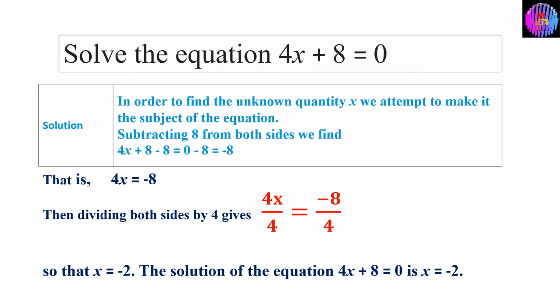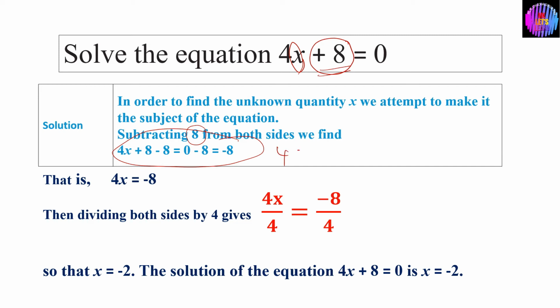Now the second example is: solve the equation 4x plus 8 equal to 0. Look at the solution. In order to find the unknown quantity x, we attempt to make it the subject of the equation. Subtracting 8 from both sides: the plus 8 is there in 4x plus 8, and we have to remove plus 8 from this equation. How can we remove it? Subtracting 8 from both sides, we find this equation.